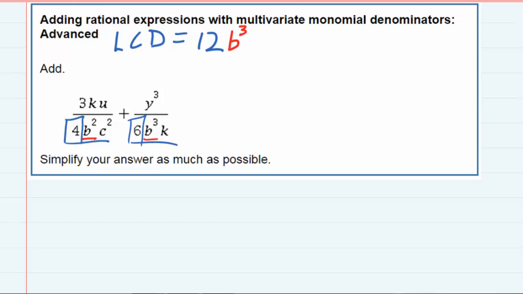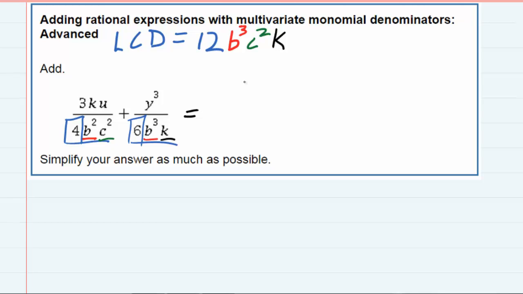And then for c's, one of them has a c, but the other one does not. So c squared is my only c, so I have to have a c squared. And I have a k, just one, so my lowest common denominator has to represent both of those fractions. So 12, b to the third power, c to the second power, and a k. So I'm going to rewrite this expression so that I can add those parts in.